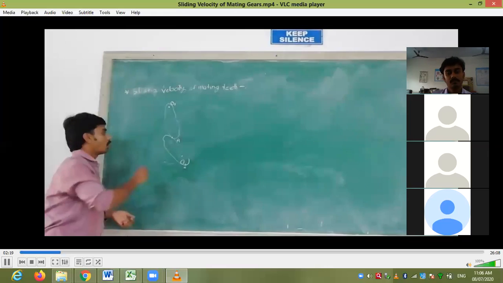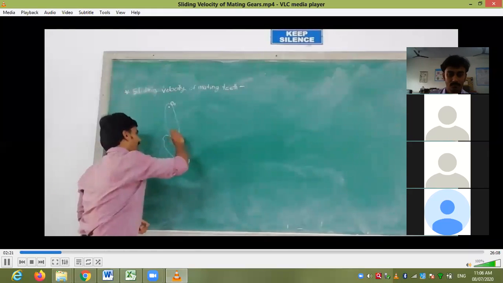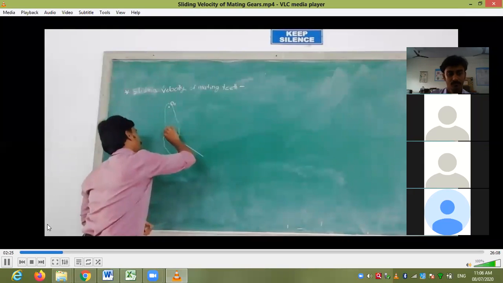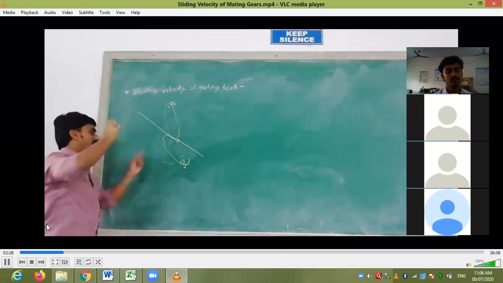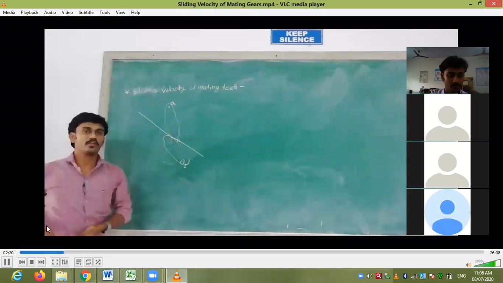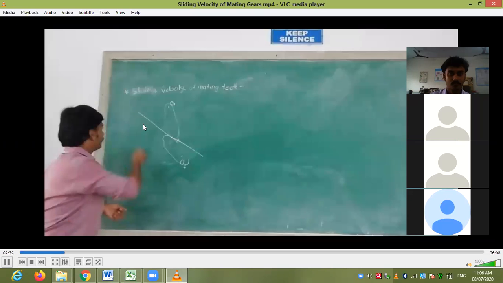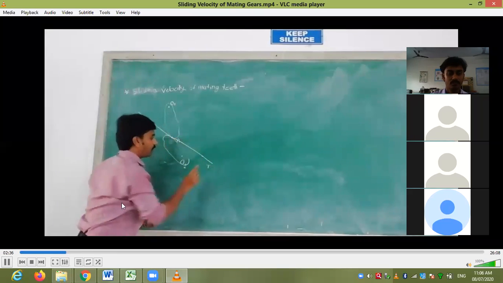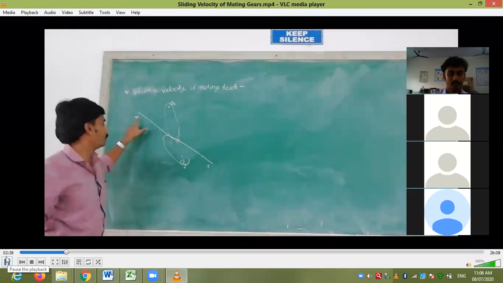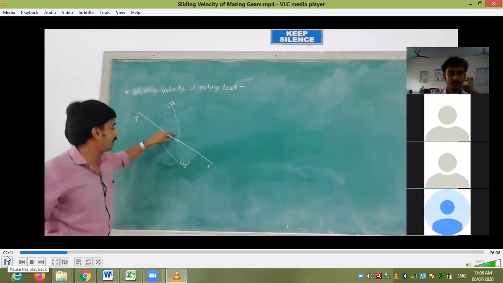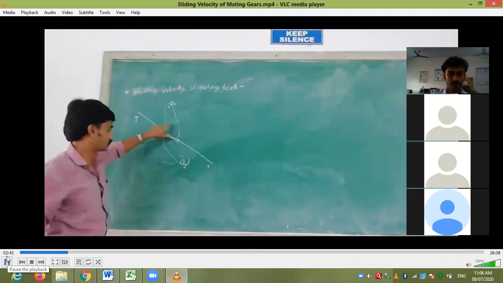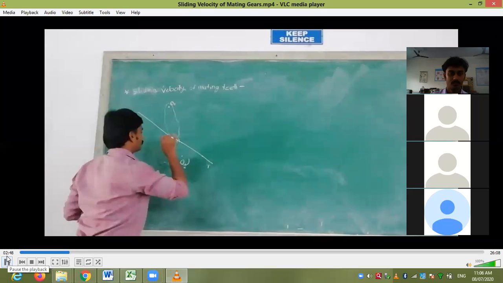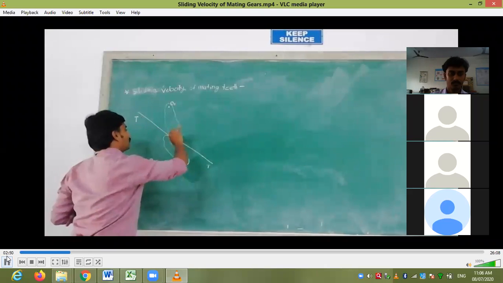Now draw one common tangent passing through the point A, which is tangent to the point of contact. Name it TT. We draw one line from point A which is tangent to these two teeth. Now draw another line which is perpendicular to TT.